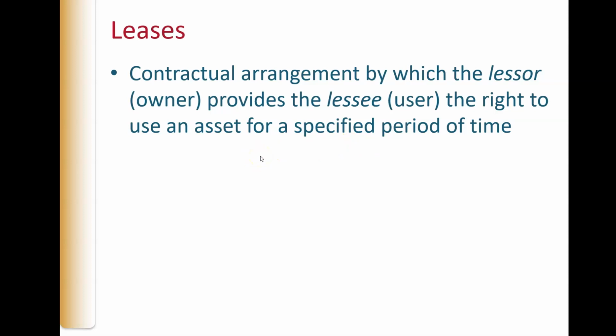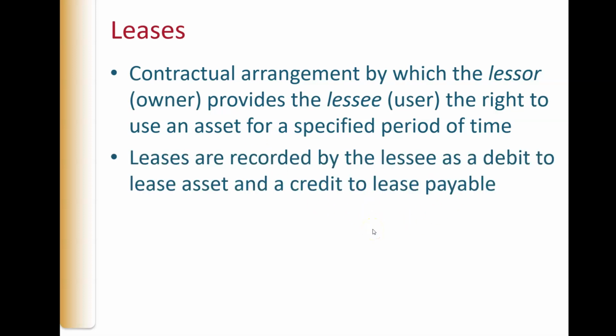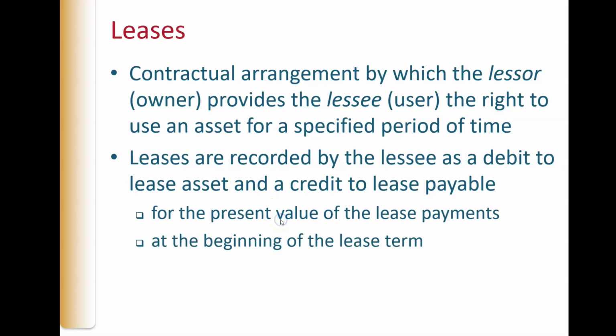A lease. So now we're going to apply that concept to a lease. This is a contractual arrangement. You lease something, that means you have the right to use it for a specified period of time. So the leases are recorded as a debit to a lease asset and a credit to a lease payable. We used to have different rules. They've changed in the past couple of years. So lease accounting became very complicated in the past couple of years. And I'm just going to give you the basics on it.